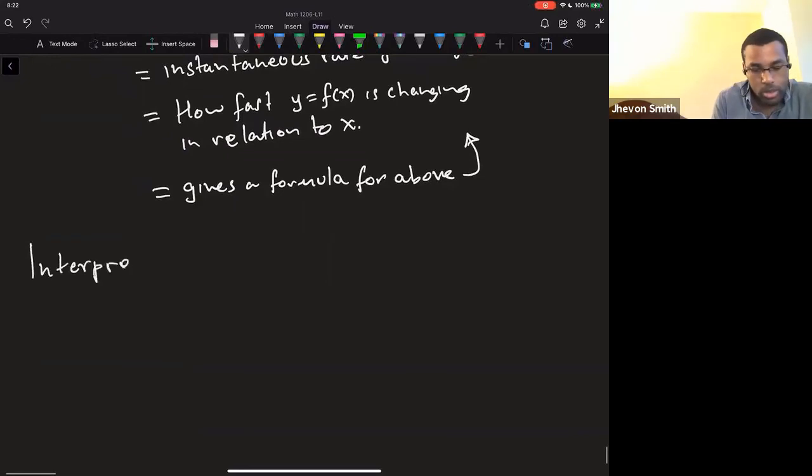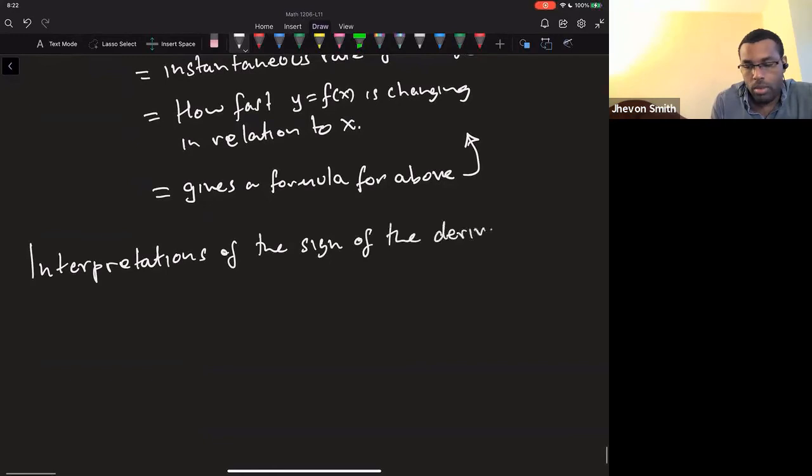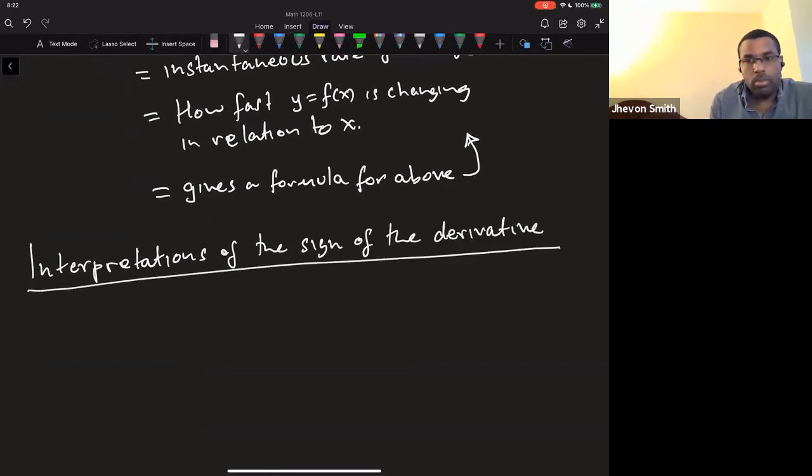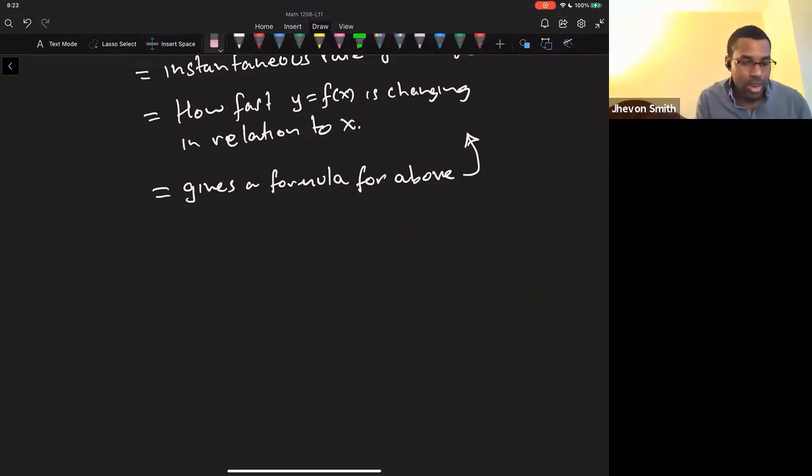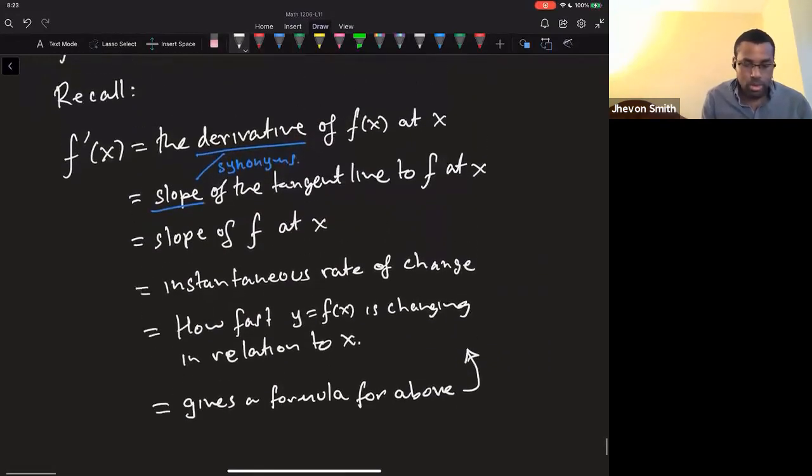Interpretations of the sign of the derivative. And by sign of the derivative, I literally mean the sign, whether it's positive or negative.